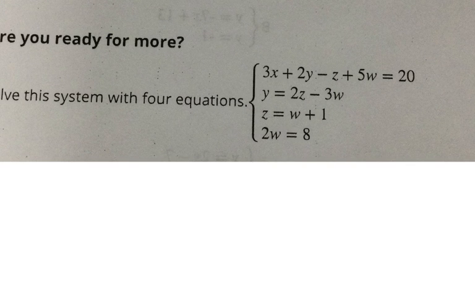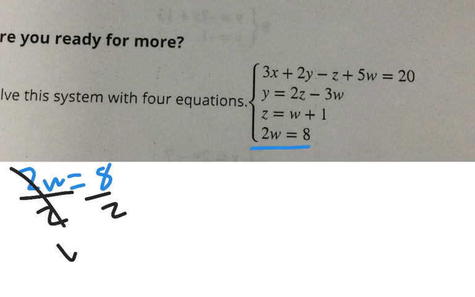Okay, so now we have 4 variables and 4 equations. So do I have any equations that just have one variable? The last one. 2W equals 8. So we can solve that one for W, which means W equals 4.